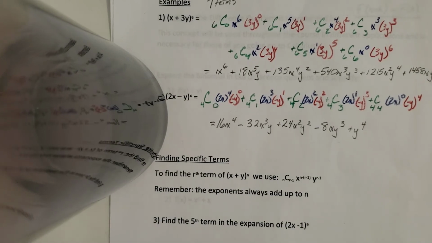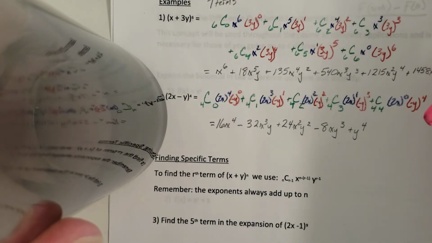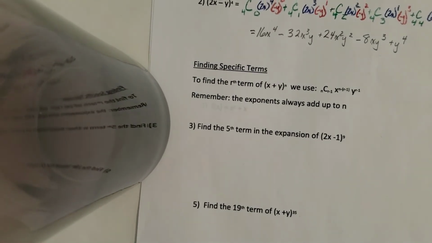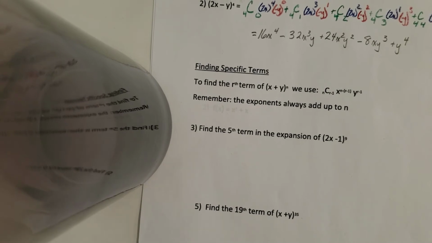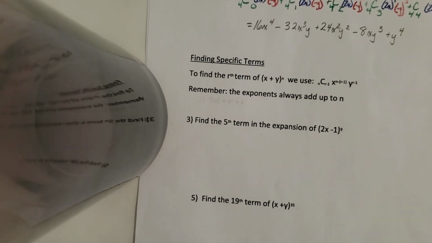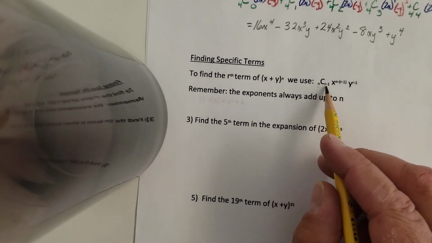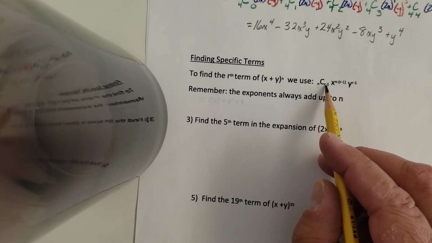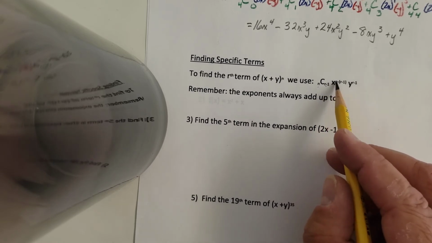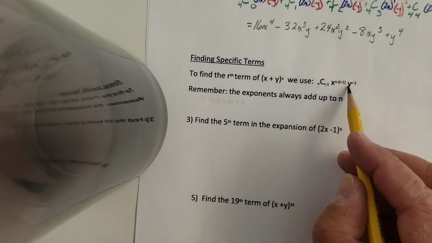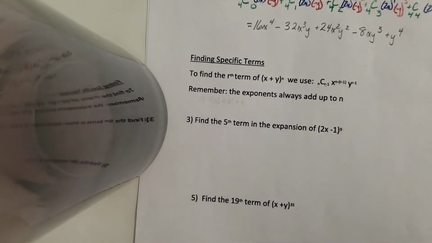Now I'm going to show you how to find a specific term. Okay? To find the rth term, whatever r is, it could be the 10th term, the 4th term, the 3rd term. Okay? To find the rth term of x plus y to the n, we use this formula, a combination of n things taken r minus 1 at a time, x to the n minus, in parentheses, r minus 1, times y to the r minus 1. Now, it looks complicated, but it's really not.